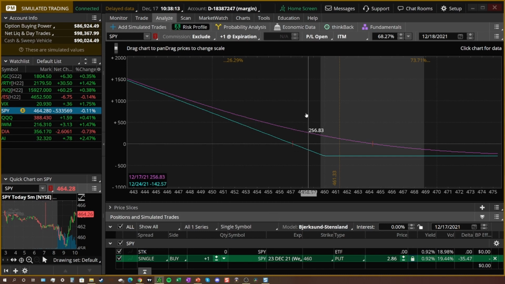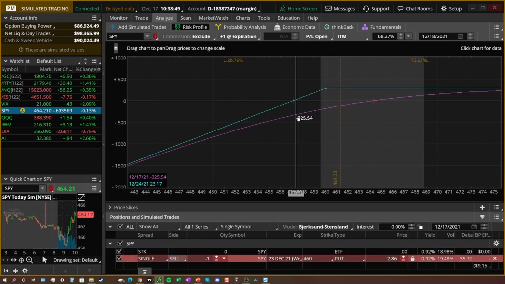Now, the difference between these two lines, okay, that is value that will be sucked out by expiration. Now, what if we sell a put option? When we sell a put option, we're just going to flip this risk profile on the zero axis.